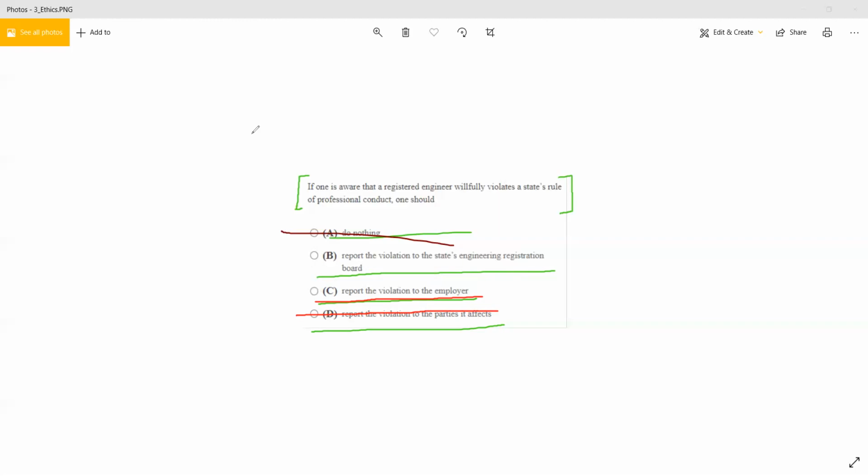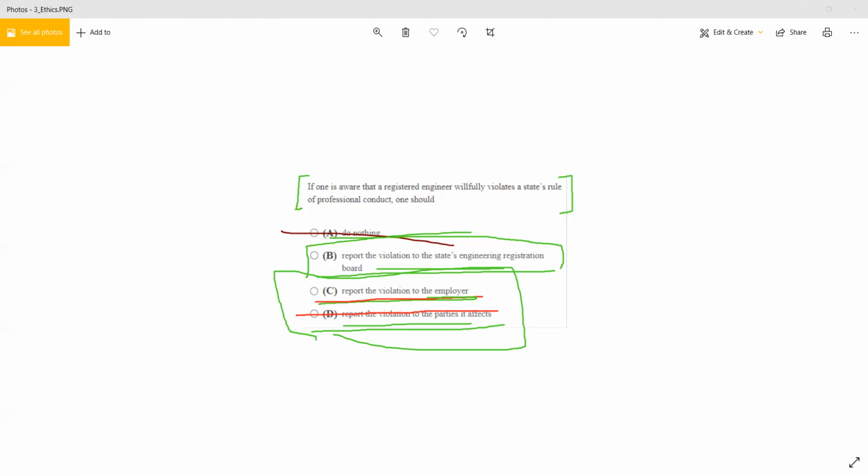So the best answer here is actually B: you report it to the engineering registration board, and they would be able to give the appropriate repercussions to the engineer who violated the code of conduct. You certainly could tell the employer or the parties it affects, but that won't get to the root of the problem the fastest. Then you might have to go through the parties it affects, which eventually gets to the employer, which eventually gets to the registration board, and that jazz. But B is the most correct answer.